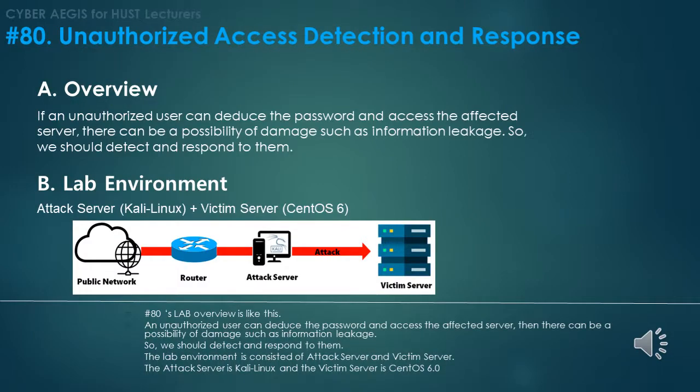Number 80's lab overview is like this. An unauthorized user can deduce the password and access the affected server. Then there is a possibility of damage such as information leakage, so we should detect and respond to them. The lab environment consists of an attack server and a victim server. The attack server is Kali Linux and the victim server is CentOS 6.0.